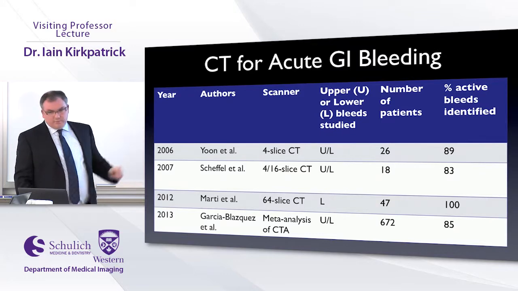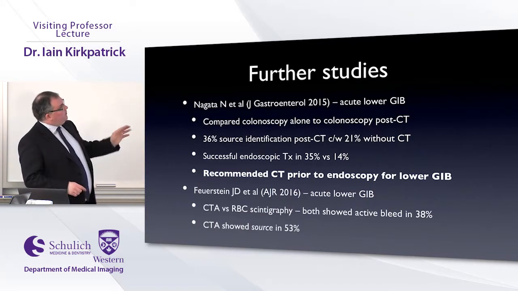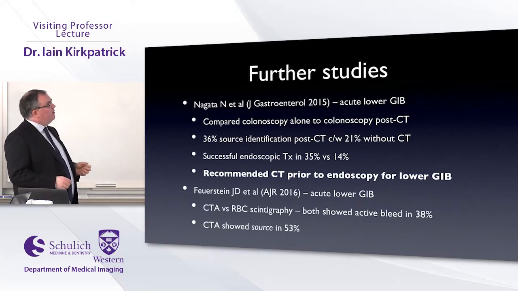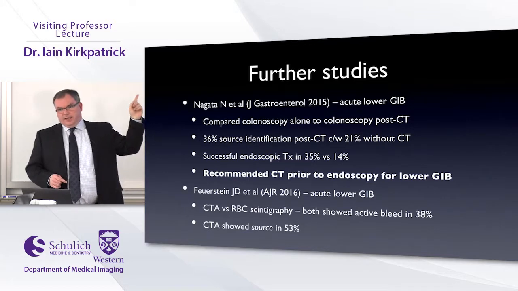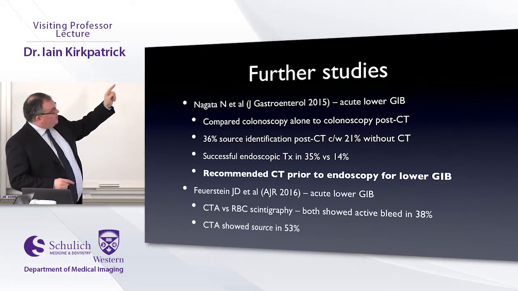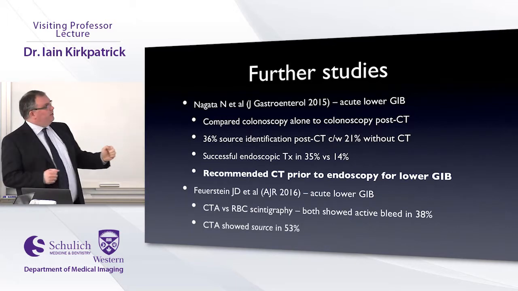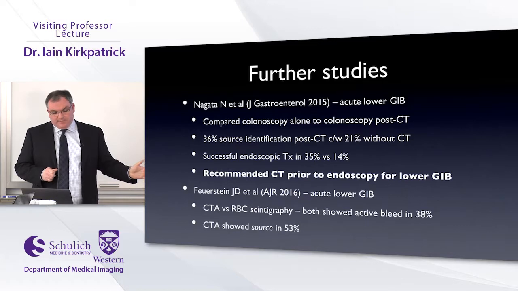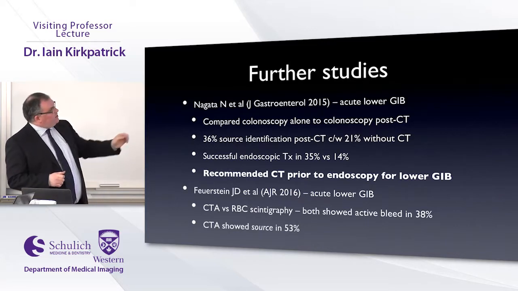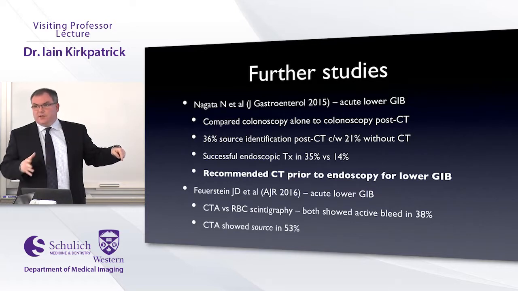About 85% of bleeds are identified when you do a CTA. There's been a couple of other key studies in the last couple of years. This Nagata one is big though because it gets a lot of play in the gastroenterology world. They compared doing colonoscopy right away in active lower GI bleeds to colonoscopy after you have a GI bleed protocol CT scan. And they found that if you do the CT first, they identify more bleeds on the colonoscopy, basically because they know where to look.